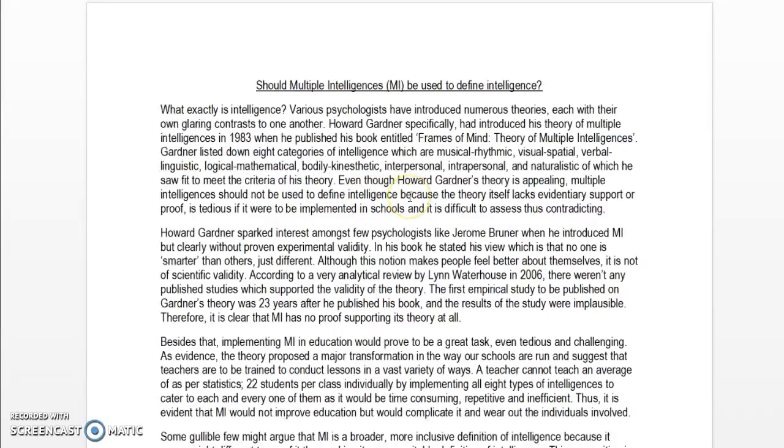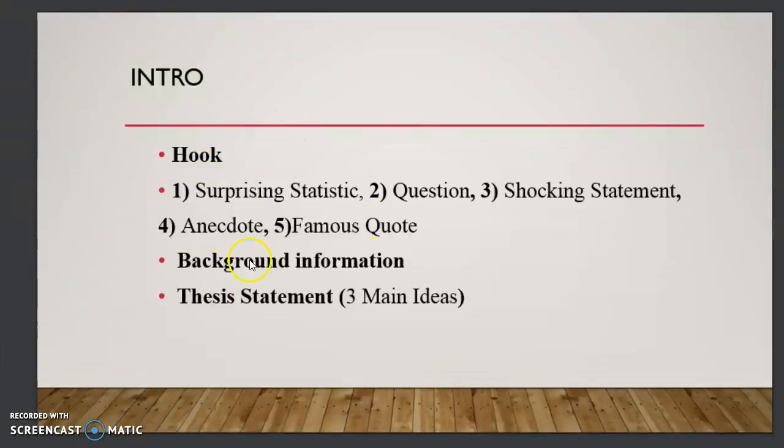It should not be used to define intelligence because the theory itself, the first main idea, lacks evidentiary support or proof; second main idea, it is tedious if it were to be implemented in schools; and the third main idea, the third reason why, it is difficult to assess, thus contradicting. So this is an introduction. You start with a hook, which is a question, then background information, and then thesis statement. Thesis statement refers to the fact that you need to pick a stand and you state out three main ideas.